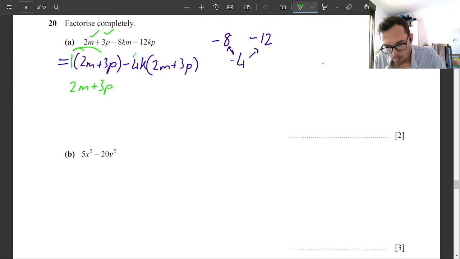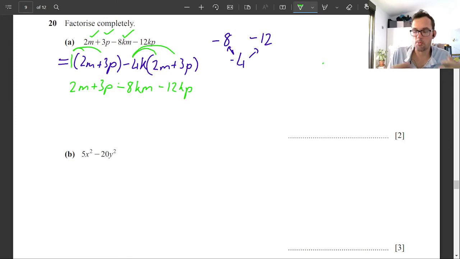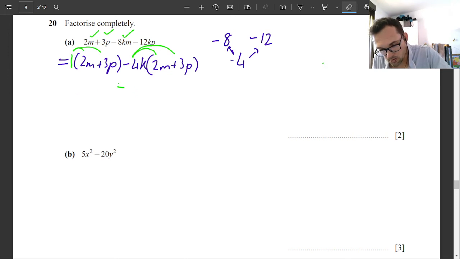Over here, minus 4 times 2 is minus 8, and k times m is km. See, that's what we got there. Then minus 4 times 3 gives me minus 12, and k times p gives me kp. It's very important that what I write below is exactly the same as what is above. Double check that.